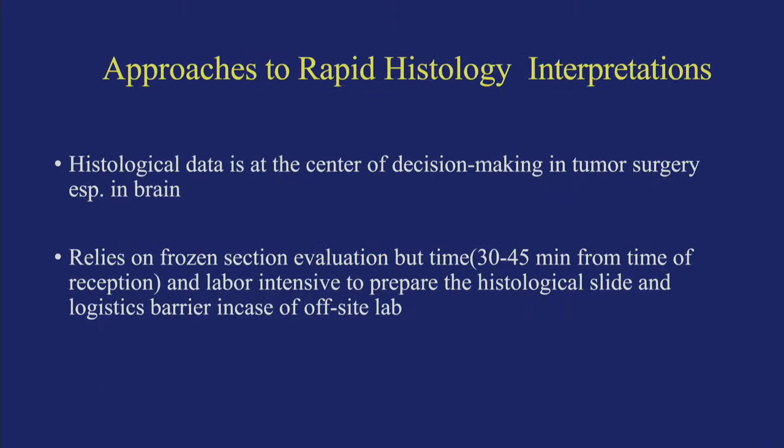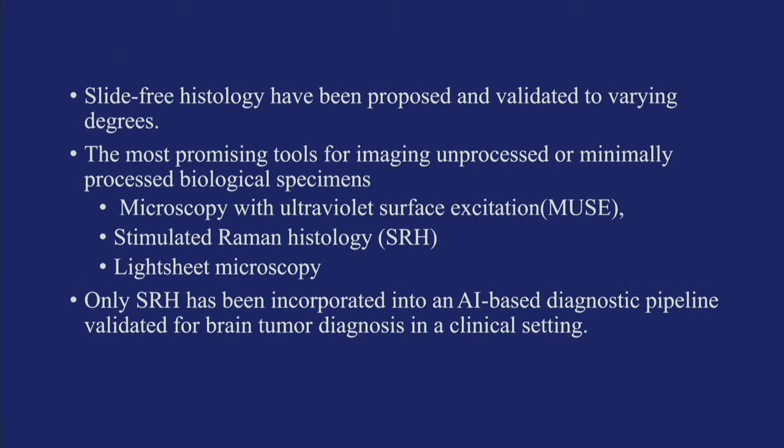And also during the frozen evaluation, histopathology forms a very important part of decision making. For example, if you take brain tumor surgeries, normal frozen takes 30 to 40 minutes to prepare the slide and to report. And sometimes you may not have a specialist neuropathologist. So there are some tools which have come here, which are called microscopy with ultraviolet surface excitation, or the MUSE, or the stimulated Raman histology, or the light sheet microscopy.